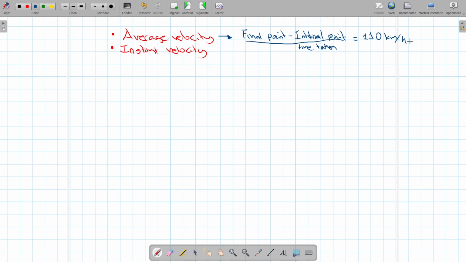But as you know, it doesn't mean you've been going at 110 kilometers all the time. Sometimes you could have gone slower, sometimes you can go faster, and sometimes you can even be in a traffic jam and stationary. It means that you're calculating more or less the average velocity, or the velocity that you would have to maintain to travel that distance in that time. Okay. Instant velocity is the velocity at a specific point.